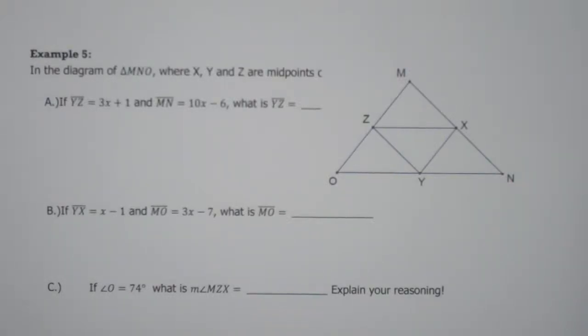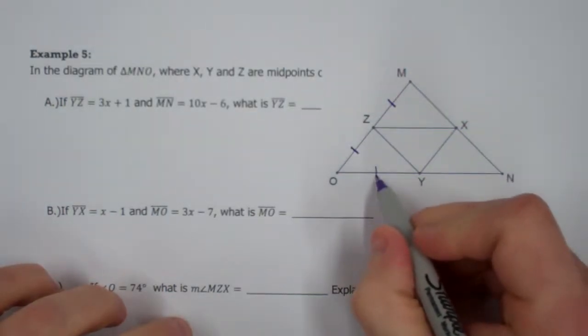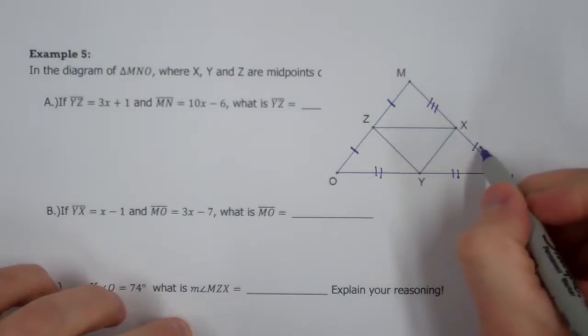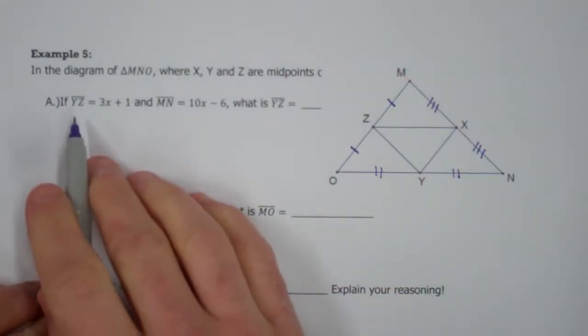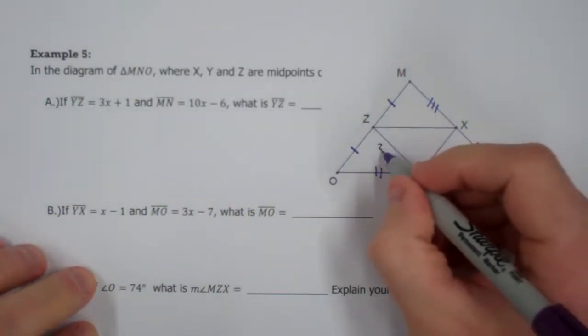In example 5, we're given a triangle MNO, and X, Y, and Z are midpoints of those sides. So MZ will be congruent to ZO, OY and YN, and MX and XN will be congruent. In part A, we're told that YZ, or this piece, is 3x plus 1.